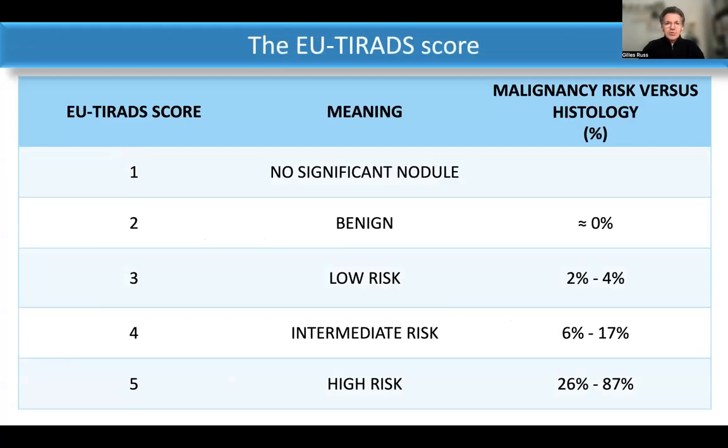So the EU-TIRADS score, of course, is the core of the system. It ranges from 1 to 5, with an increasing risk of malignancy. 1 is for no significant nodule, 2 is for benign, 3 is for low risk, 4 is for intermediate risk, and 5 is for high risk. On the right column, you have the malignancy risk we deduced from the literature of the past 15 years when we wrote out the guidelines. For score 2, it is practically 0. For score 3, it is between 2 and 4%. For score 4, from 6 to 17%, and for score 5, from 26 to 87%.